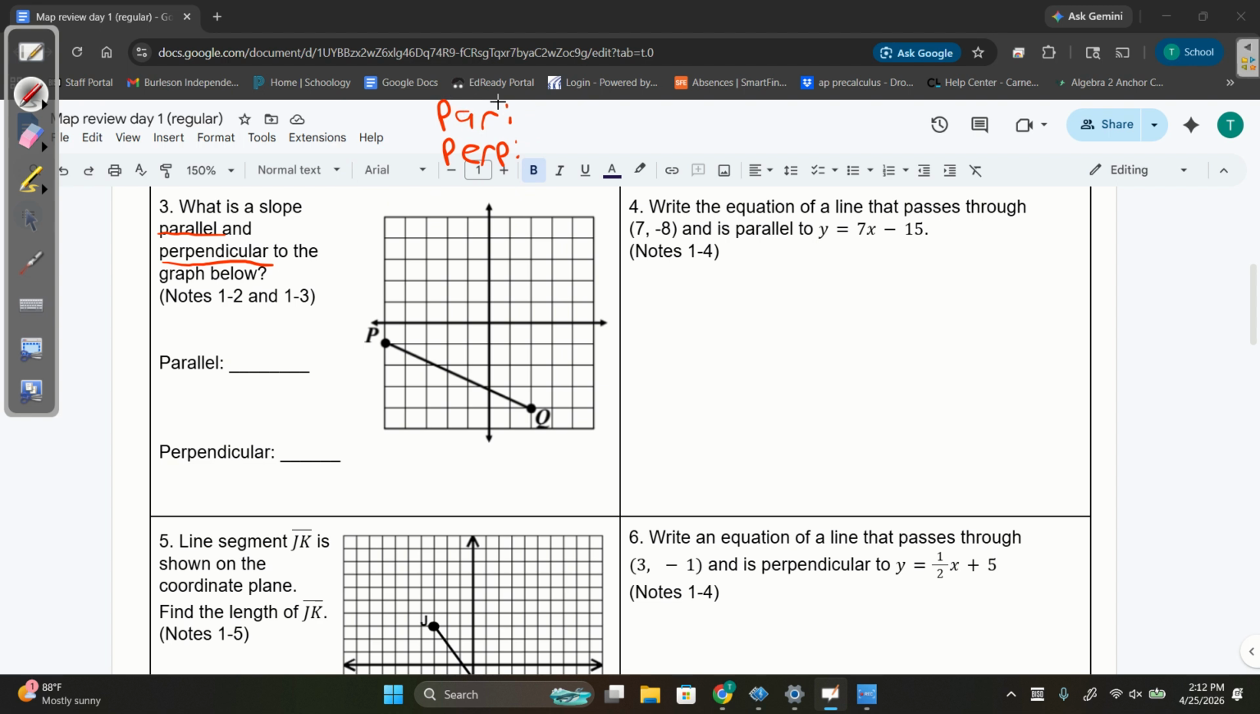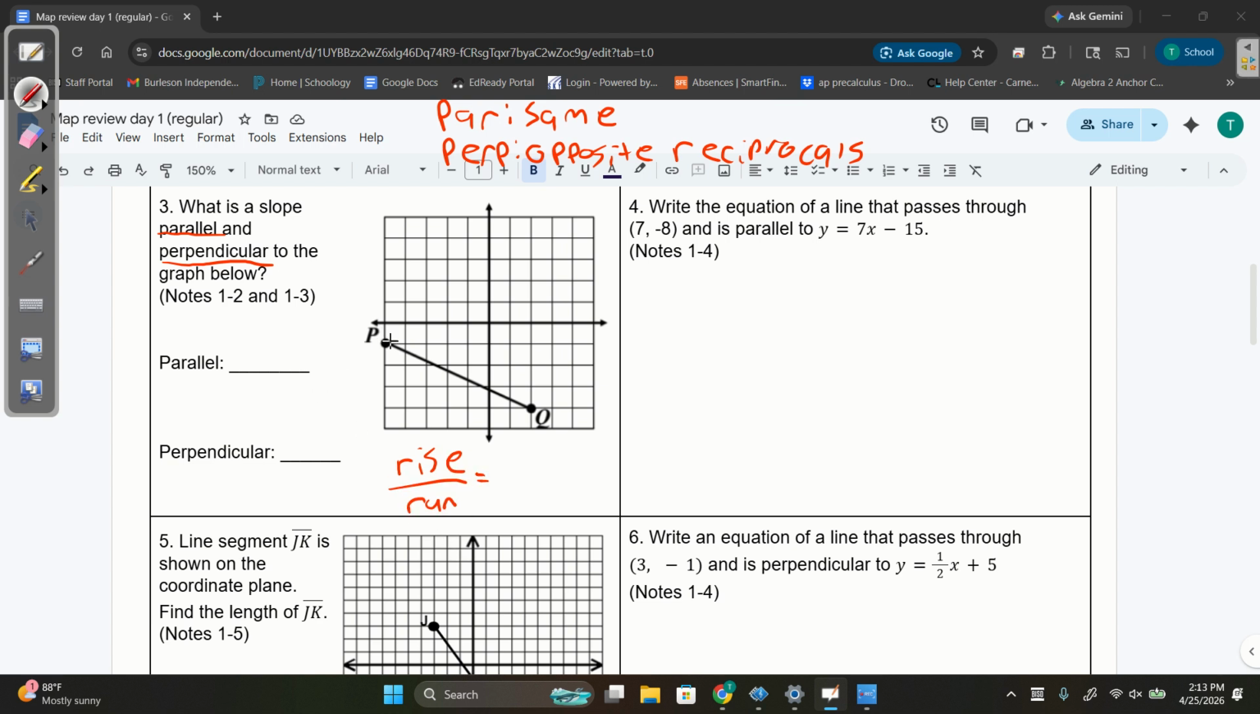A parallel slope: two lines that are parallel have the same slope. Slopes are the same. Perpendicular slopes are opposite reciprocals. Opposite means you change the sign. Reciprocal means you flip the fraction. So let's look at this example here. Let's first find the slope of this graph here. Remember, slope is rise over run.